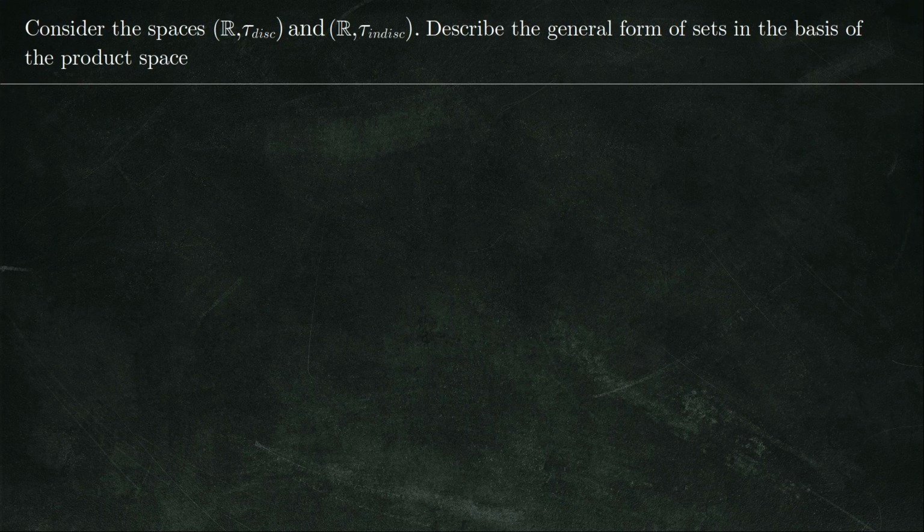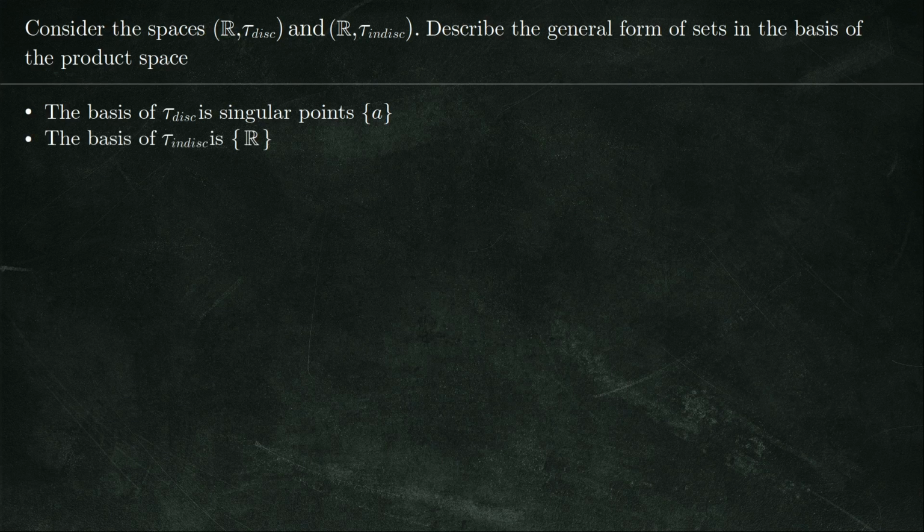So firstly, we've got two copies of the real line. The first has the discrete topology, and the second has the indiscrete topology. And we want to have a general idea of what the basis looks like for the product space. So how do we do this? Firstly, the basis of the discrete topology is just singular points. Remember here, any set is open and any set is just the union of singular points. Then for the indiscrete topology, the basis is just the real axis, or the real line. So therefore, the basis of the product space is of the form single point cross the real axis.